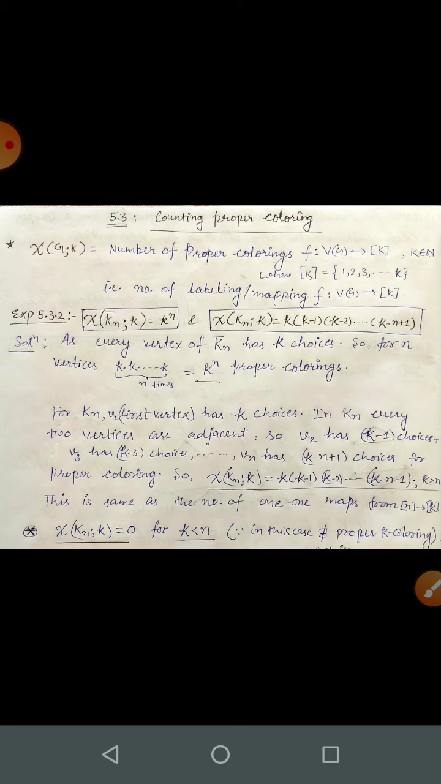Here we are discussing chapter 5. I have done 5.1 in lecture number 30. So come to 5.3. 5.2 is not in your syllabus. Okay. So here 5.3 is counting proper coloring. We have done proper coloring, correct?